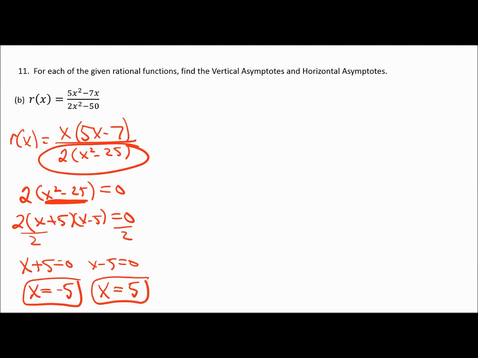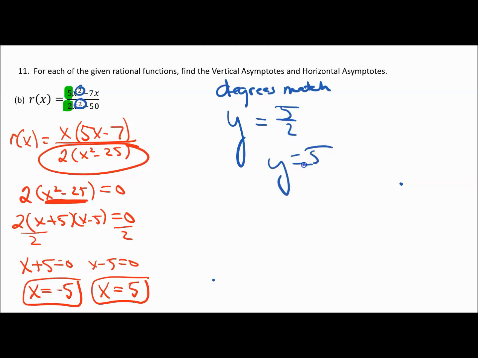On the other hand, to find the horizontal asymptote, I'm comparing the degree of the numerator, which is 2, to the degree of the denominator, which is also 2. So if the degrees match, now you only do this when the degrees match, but if they match, then your answer is y is equal to the leading coefficient of the numerator, which is 5, divided by the leading coefficient of the denominator, which is 2. So I have 5 over 2, which is just that, y equals 5/2.